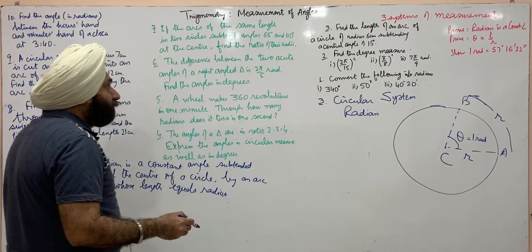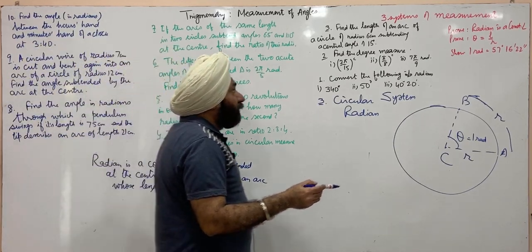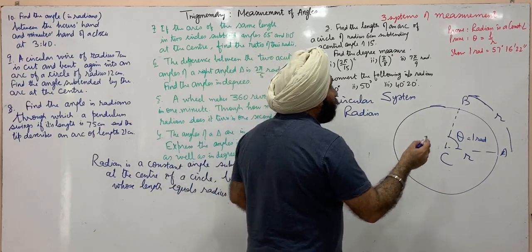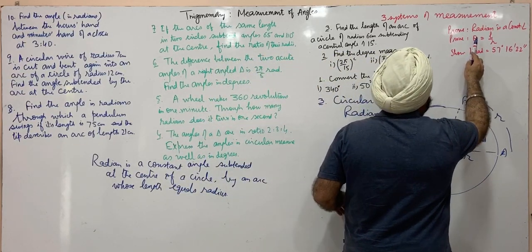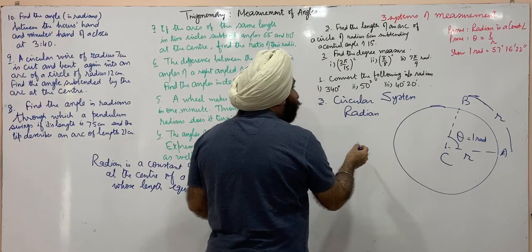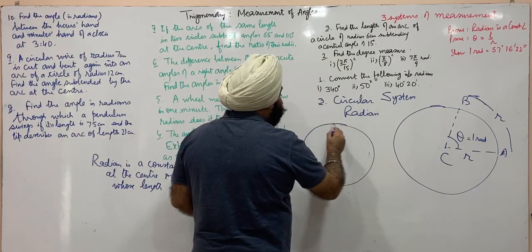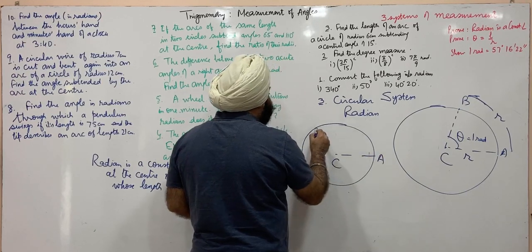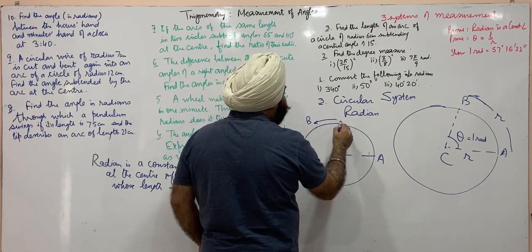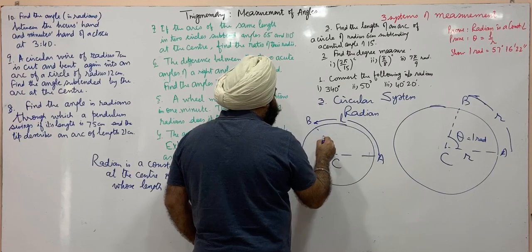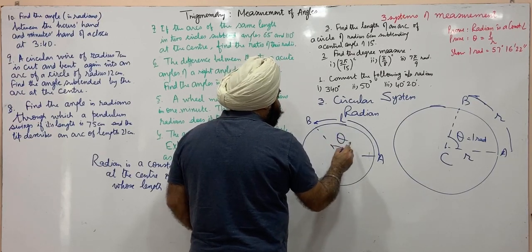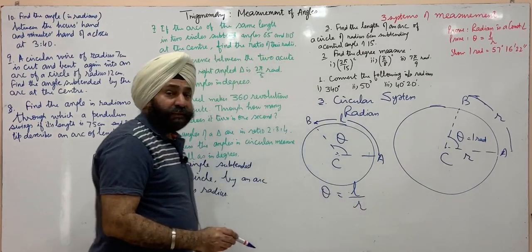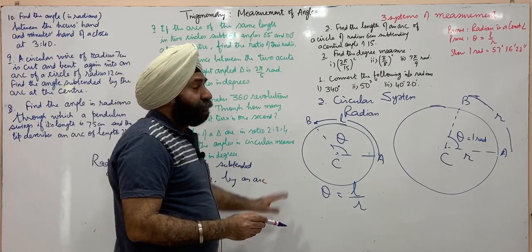So this is radian. We can prove that radian is a constant angle, and second, the angle subtended by an arc of length L. This is the center of the circle. Now we have an arc AB which is of length L. The central angle theta is given by L by R. So we can easily prove these results.